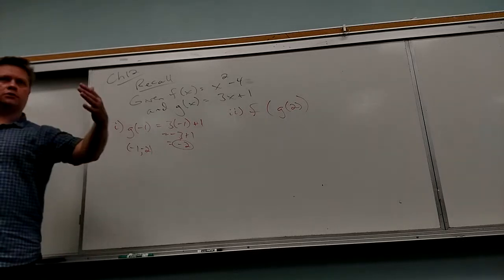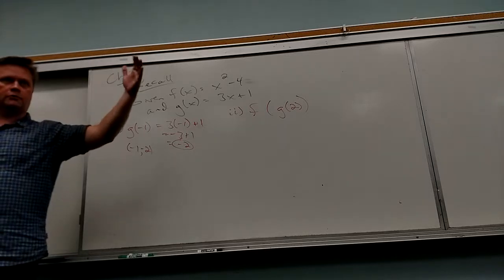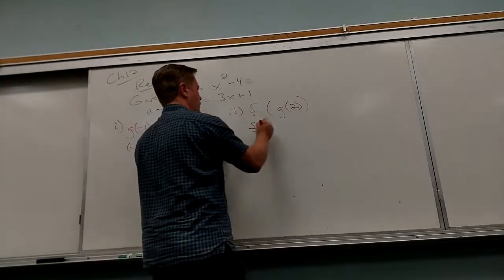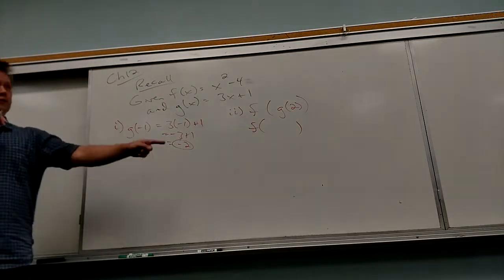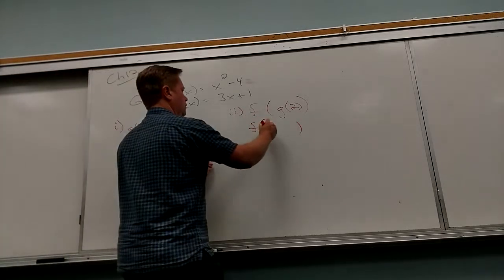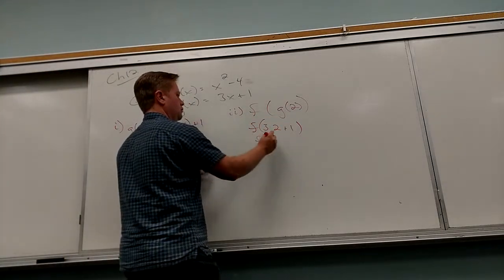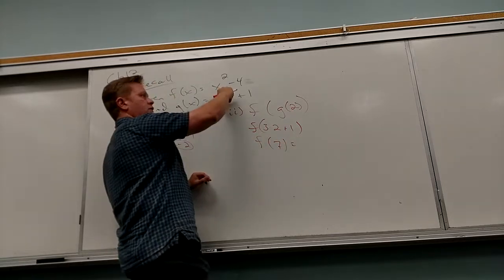So what do we always do when we have something to simplify? Don't we start at the innermost and work out? That's what order of operations tends to do. So it's f of whatever g of 2 is. How do I do g of 2? Put a 2 in, so it'll be 3 times 2 plus 1. So it's f of 7. And then I just put a 7 in for f.